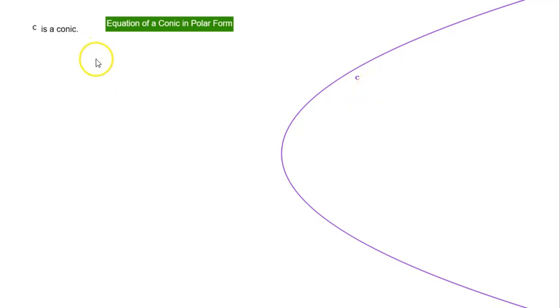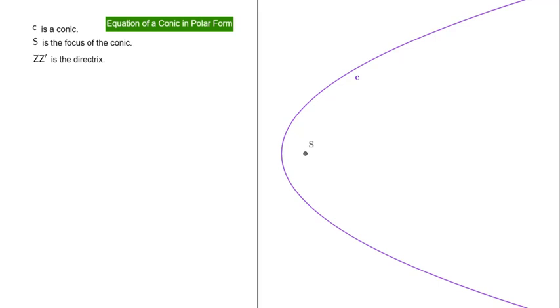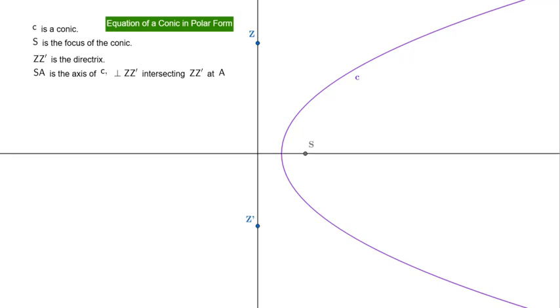Okay, so C is a conic. S is the focus of the conic. ZZ prime is the directrix. So let's mark ZZ prime. Now SA is the axis of C, perpendicular to ZZ prime, intersecting ZZ prime at A. So let's draw the axis and let's mark A.